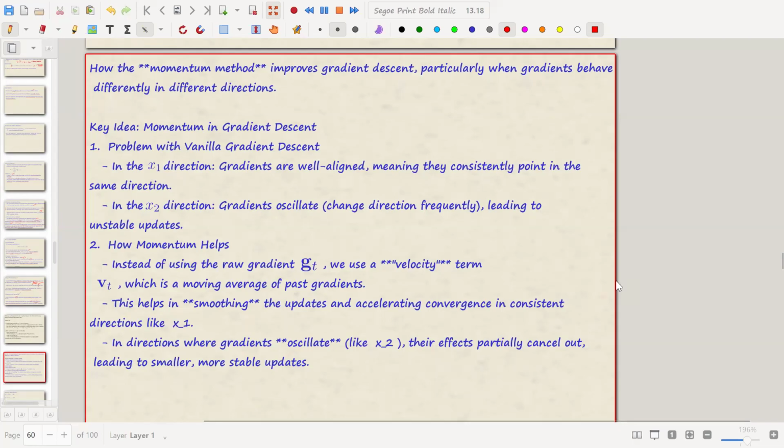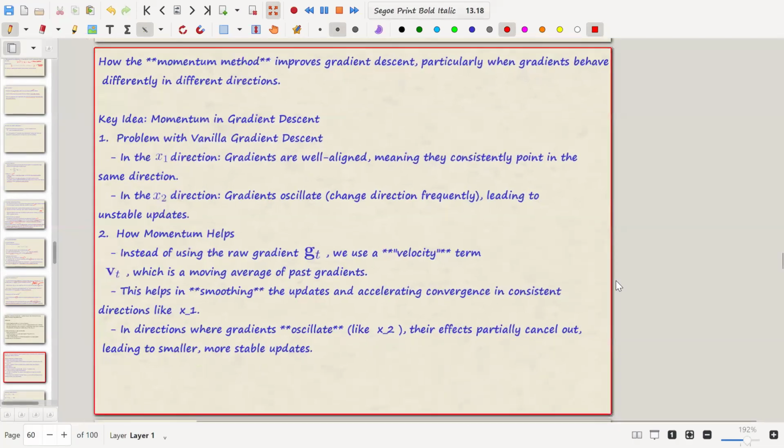Anyway, so these are all the ideas. Yeah. So, the problem with vanilla gradient descent. What is known as vanilla gradient descent?